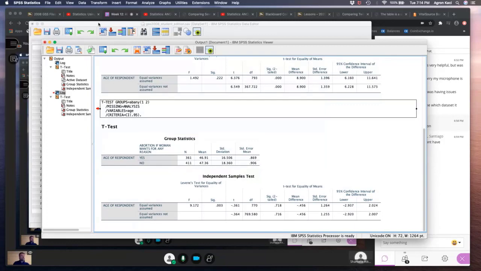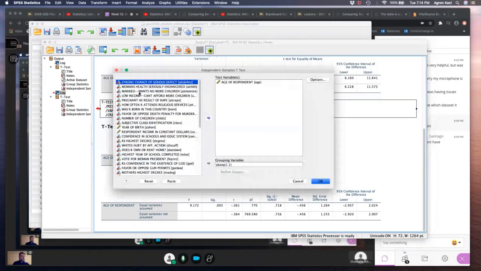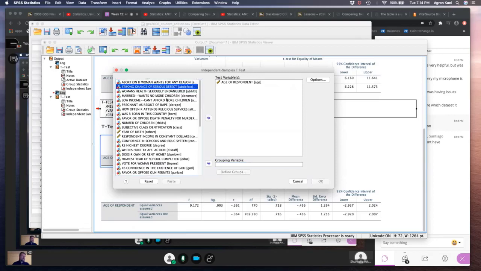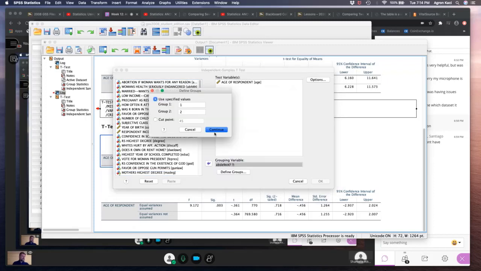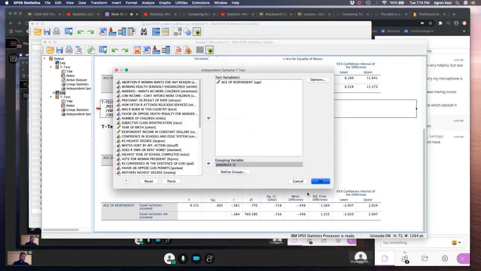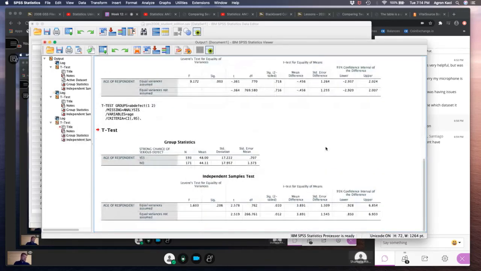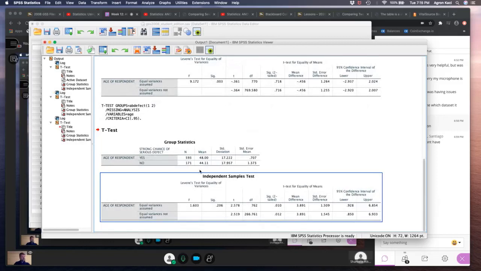What about if the woman is married, for example, or strong chance of serious birth defect? Let's do that. The same 1 and 2 is there to define groups. Oh, look at that.